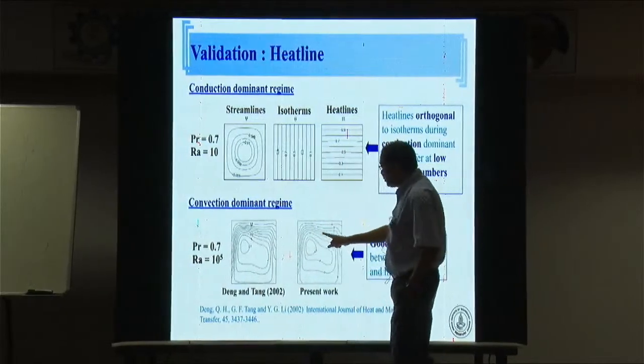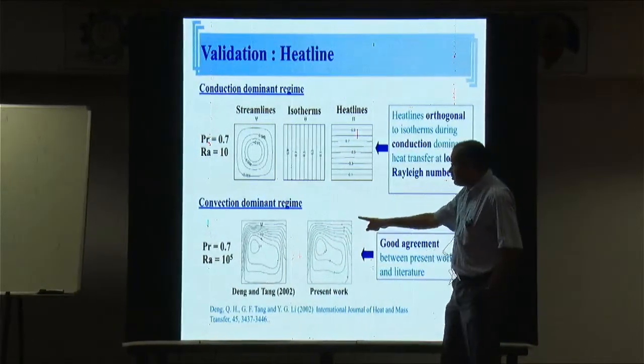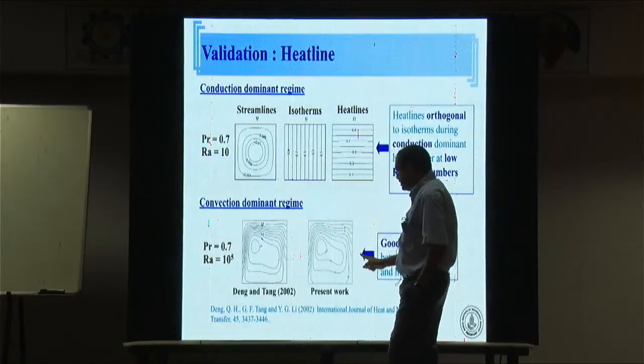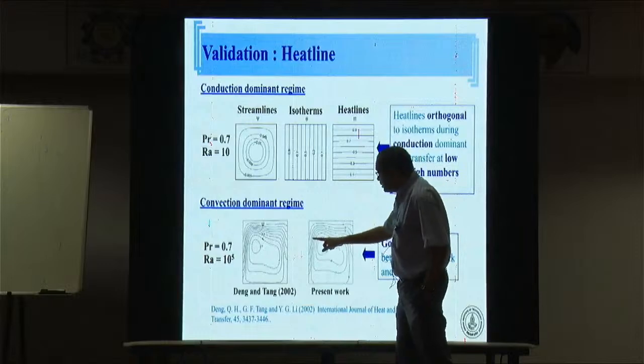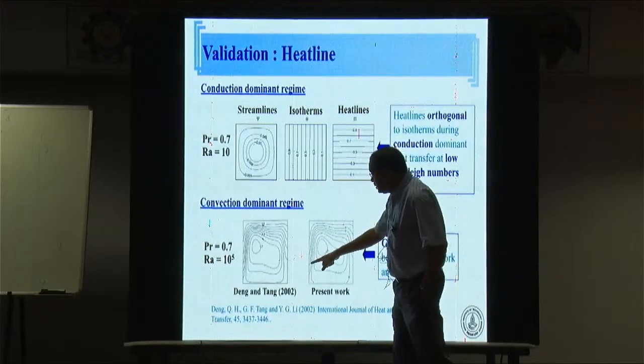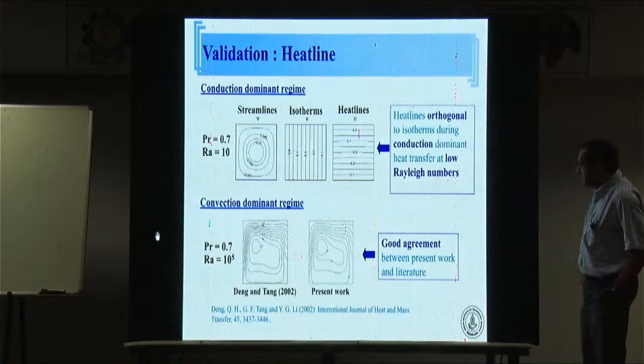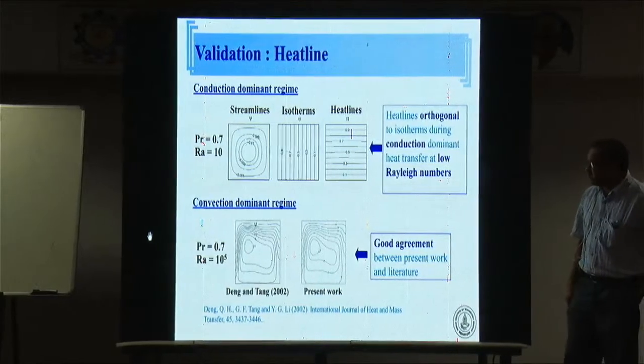So you can say in the core zone, the heat lines will follow the fluid element, but near the wall, the hot and cold wall, heat will be flowing from hot to cold wall, and this is a good agreement between the present work and literature. Next slide please.